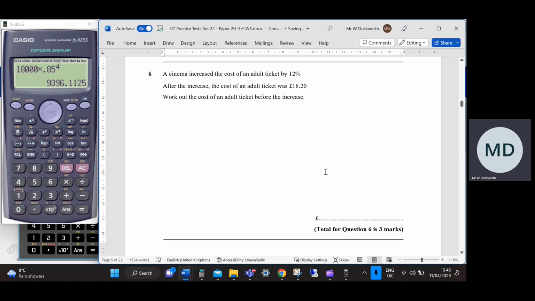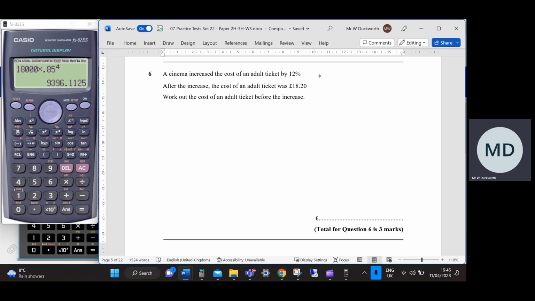Right. Question 6. A cinema increases the cost of an adult ticket by 12%. After the increase, the cost of the adult ticket was £18.20. Work out the cost of the adult ticket before the increase. I'm going to do it in a similar way.